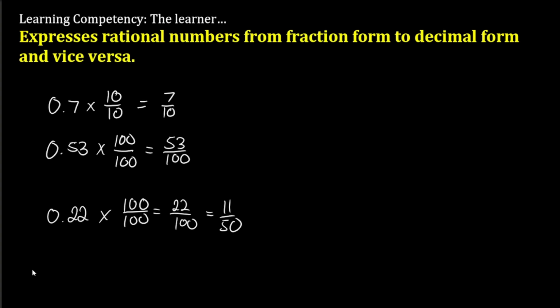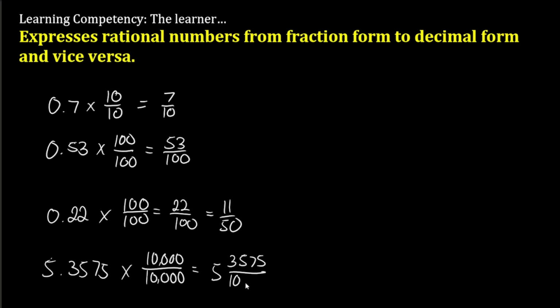Let's have one more. Let's say we have a whole number here, 5.3575. And we're going to multiply this by how many decimal places? There's 4. 1, 2, 3, 4. And 1, 2, 3, 4. And we're just going to take the whole number 5 here. And this is going to be 3575 over 10,000. And the lowest term for this is 5 and 143 over 400.